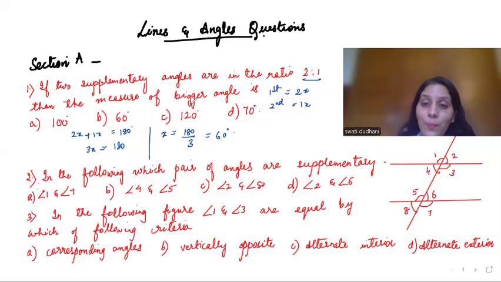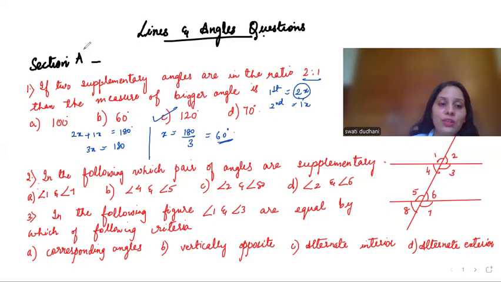Now they had asked for the bigger angle. What is the bigger angle? 2 into x. So 2 into 60, which is 120 degrees. Now moving to the next one.